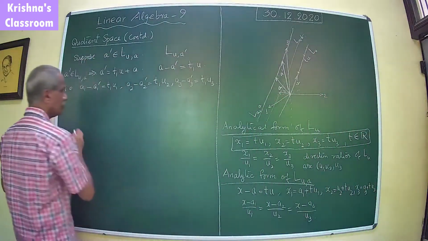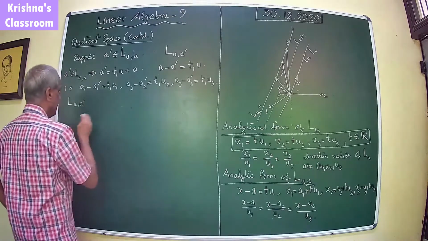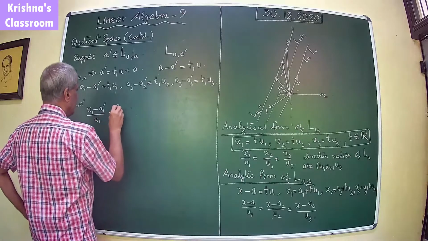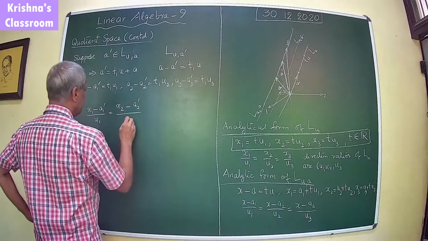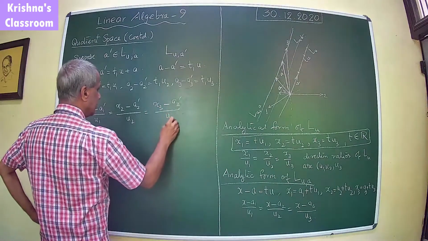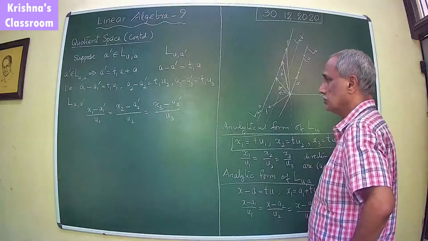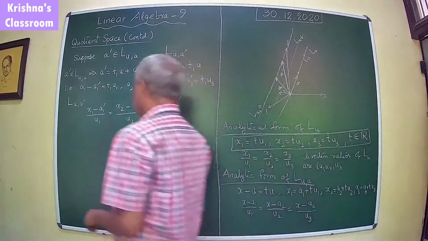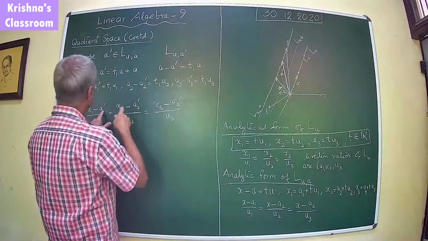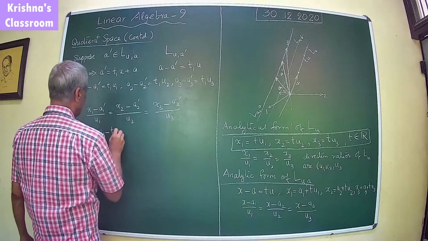Now let us look at this one. Let us take L_{U,A prime}. L_{U,A prime} is essentially x1 minus a1 prime divided by u1, x2 minus a2 prime divided by u2, x3 minus a3 prime divided by u3. And substitute from here for a1 prime, a2 prime and a3 prime. Then what do you get? This is equal to x1 minus a1 prime, I can replace by a1 minus t1 u1.